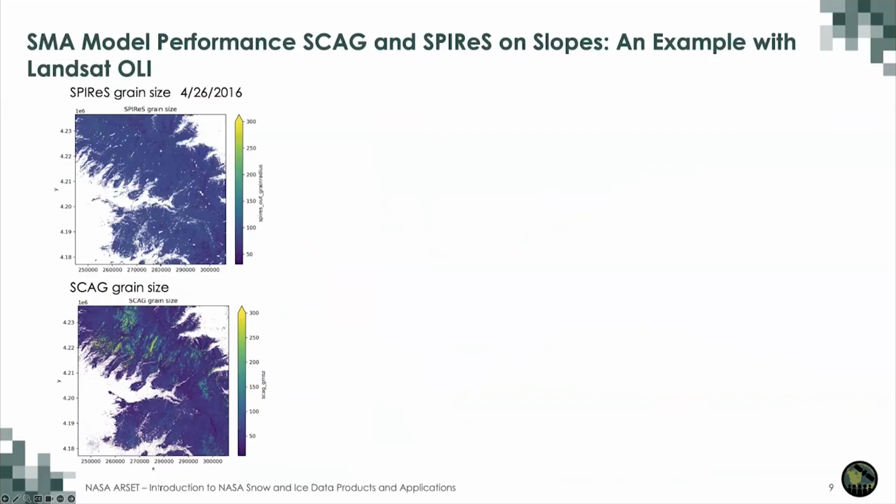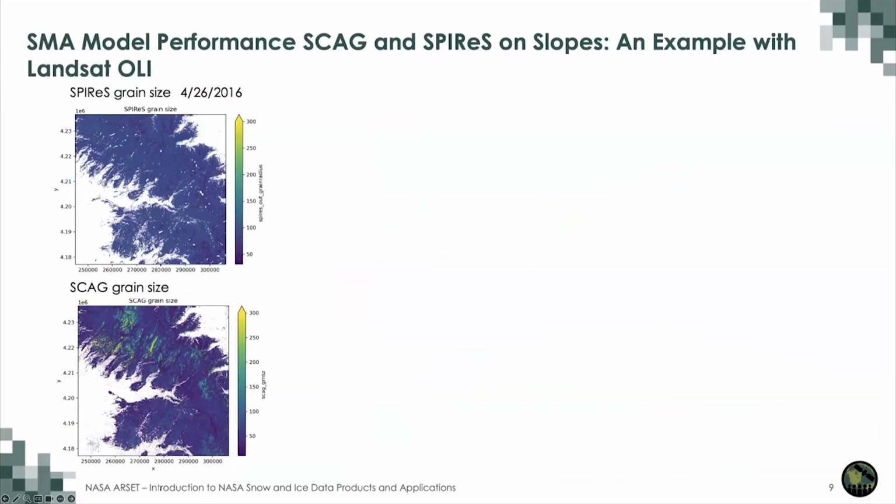With a robust understanding of the accuracy of spectral mixture analysis methods applied to coarser 500-meter MODIS data, we're now looking at applications to higher spatial resolution 30-meter data. On the left side, we see 2 spectral mixture analysis maps of grain size, and one of them is from the Spires model and one's from the SCAG model. The SCAG model shows quite a bit of variability, where in contrast, the Spires model is showing little variability across the image for these Landsat data.